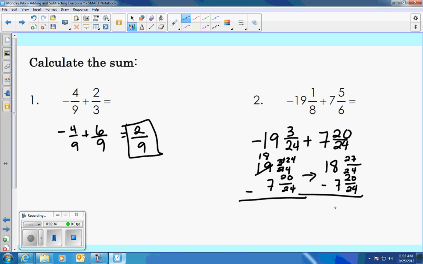So 18 minus 7 is 11, and 27 minus 20 is 7. Always double check your remainder, your remaining fraction part to see if it reduces. 7 does not go evenly into 24, so we don't need to reduce. However, please remember that we started out with more negatives than positives, so you do need to have a negative answer.